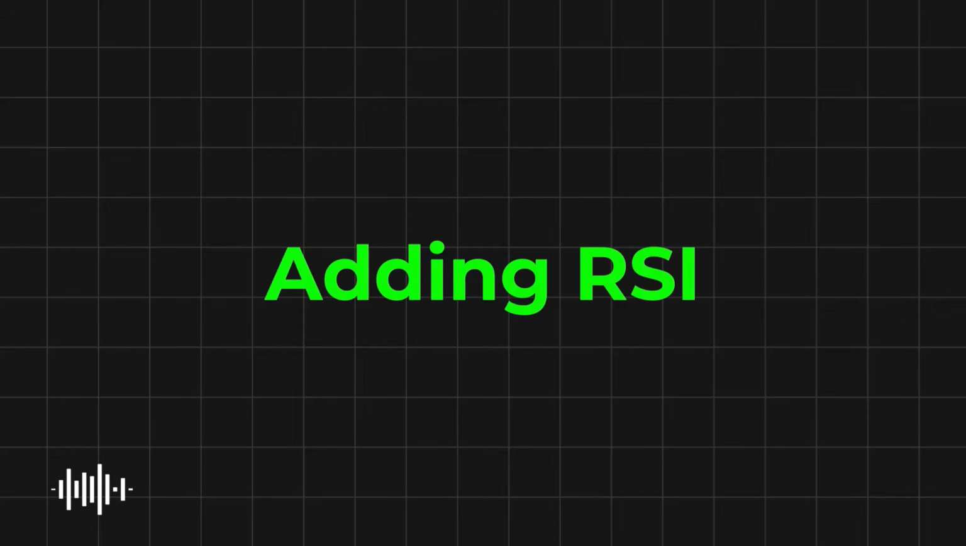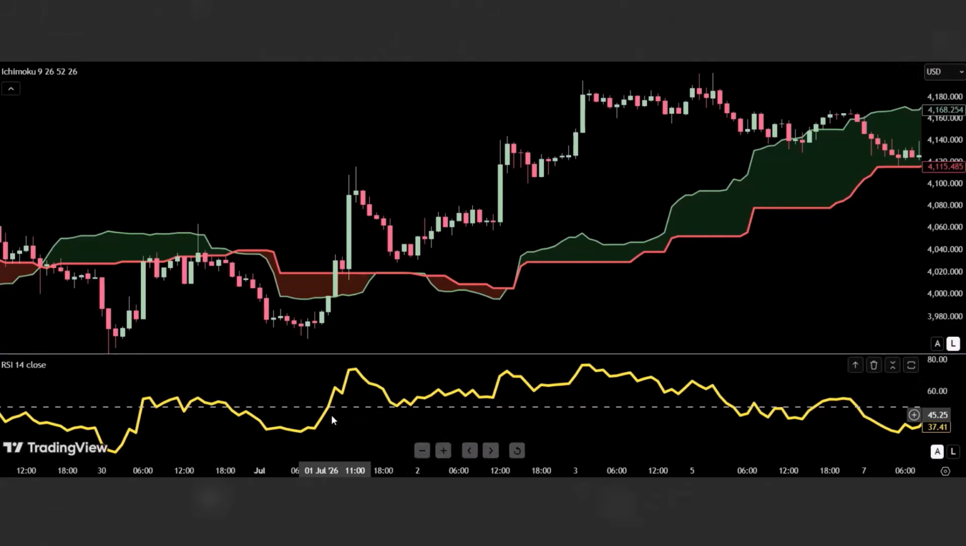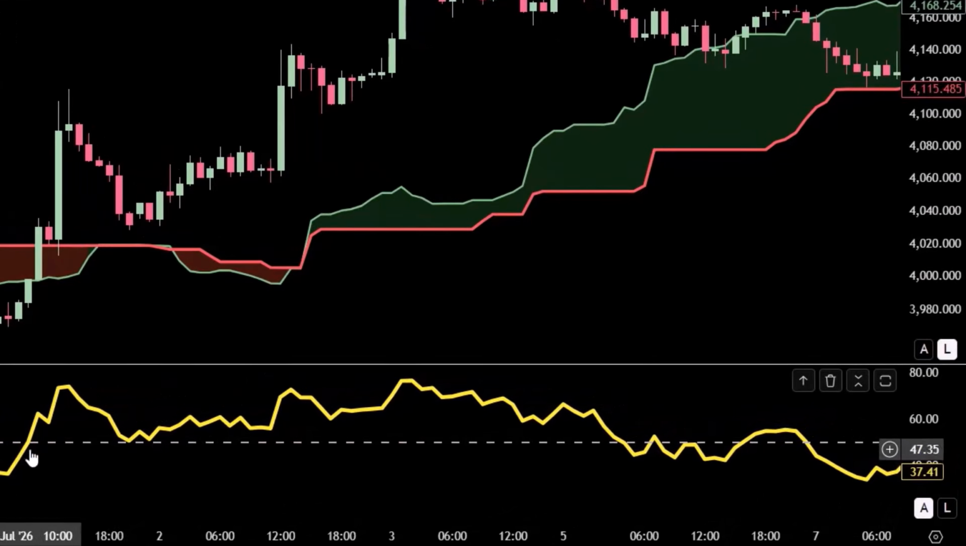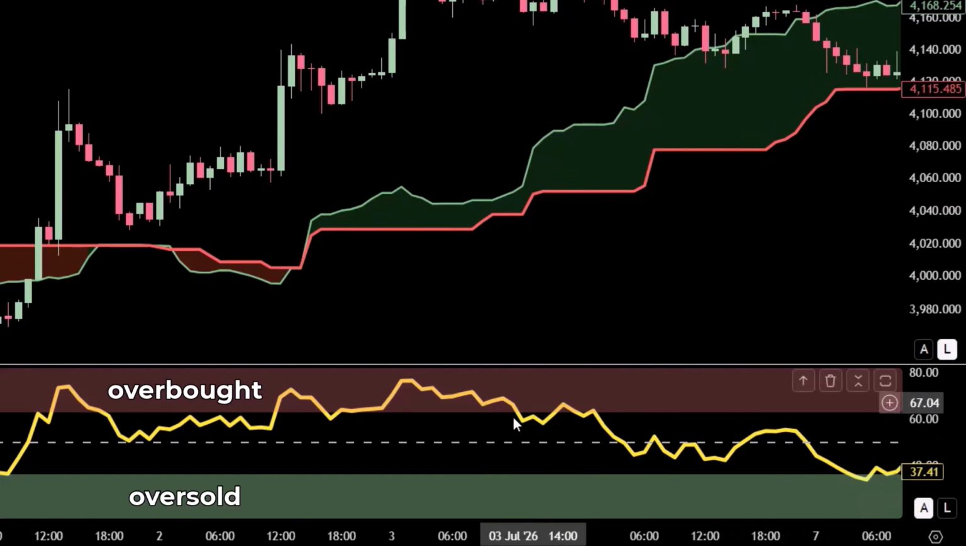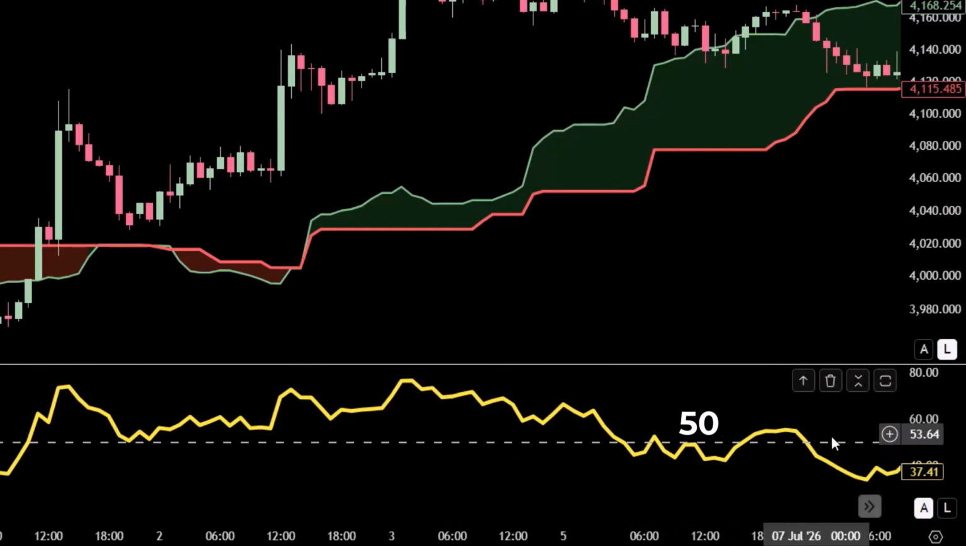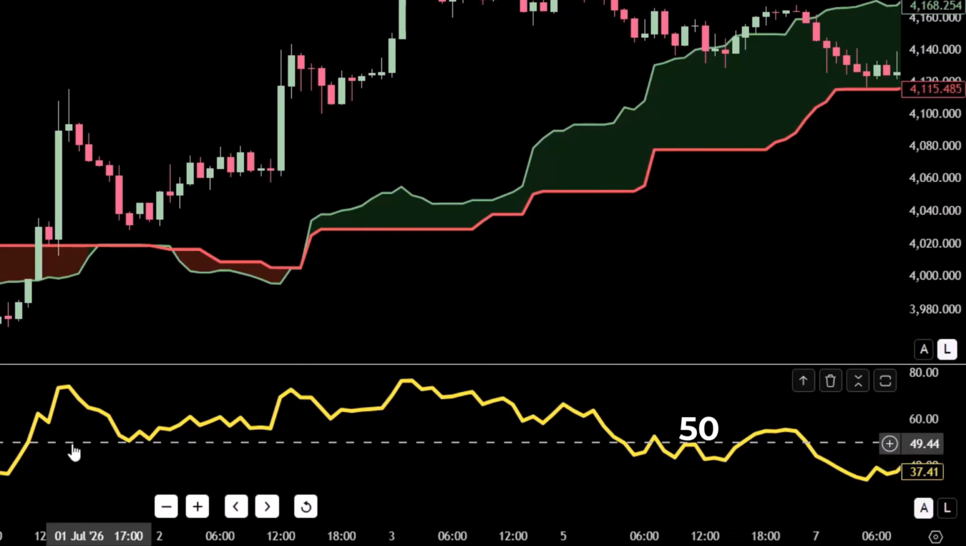Adding RSI. Now let's add the RSI indicator to our chart. Most traders use RSI to identify overbought and oversold conditions. They usually look for RSI above 70 or below 30. But in this strategy, we use RSI in a different way. Instead of focusing on overbought and oversold levels, we focus on the 50 level. Why is the 50 level important? Because it helps us understand the direction of the momentum.